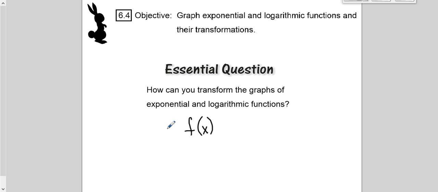We multiply for stretches and shrinks. Vertical stretches and shrinks, we multiply out here. Horizontal stretches and shrinks, we multiply inside the house by the reciprocal. So all of those transformation rules we've learned previously will also work for exponential and logarithmic functions.